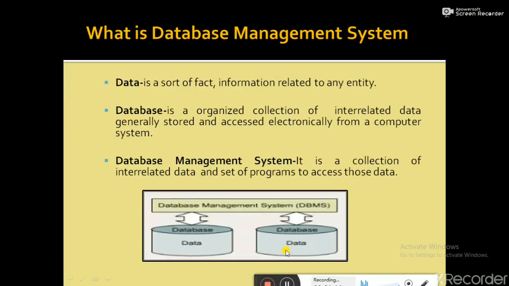Next, what is a database management system? But before that, we have to know what data is. Data is basically a sort of fact or information related to an entity. Entity means anything which belongs to the real world and has some properties. For example, student is an entity, faculty is an entity. Similarly, phone, car, bike, all these are entities.